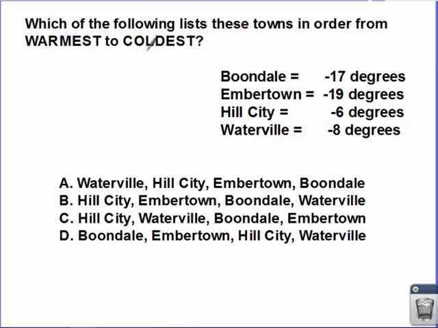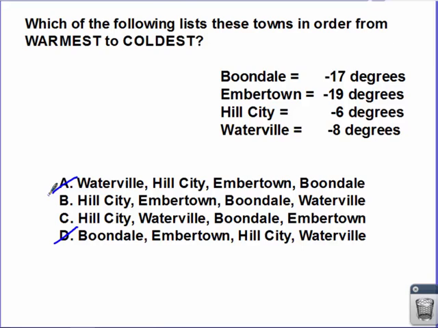So we look at these numbers and we see -17, -19, -6, and -8. Which one of these would have the smallest absolute value? The smallest absolute value would actually be the largest number, the number furthest to the right on a number line. So if we look at that, the -6 is the number that is farthest to the right on the number line. So Hill City is the one that we're looking for to be the first thing listed.